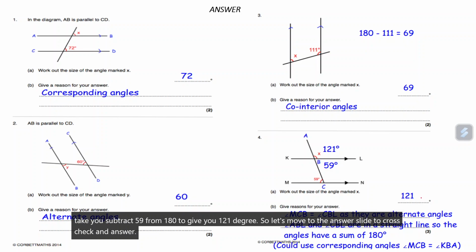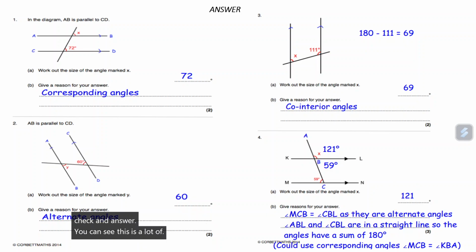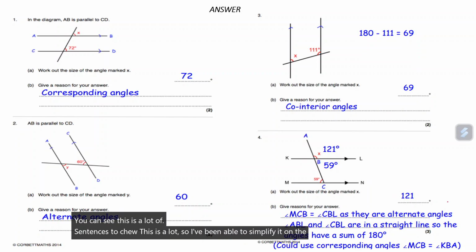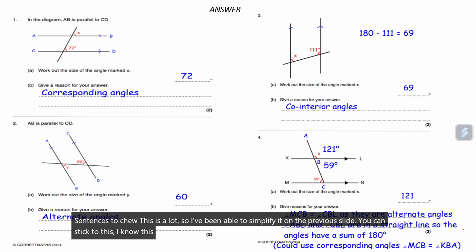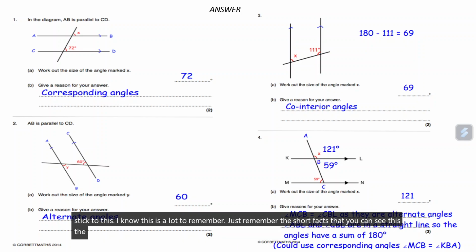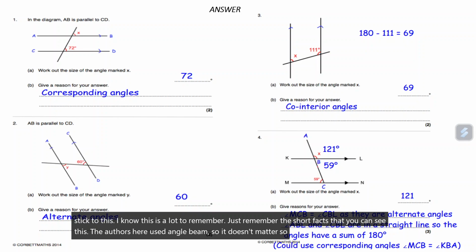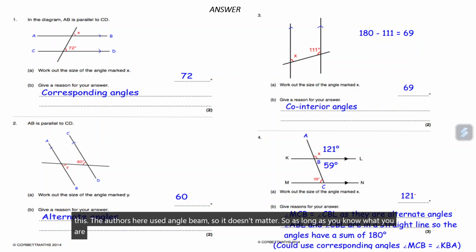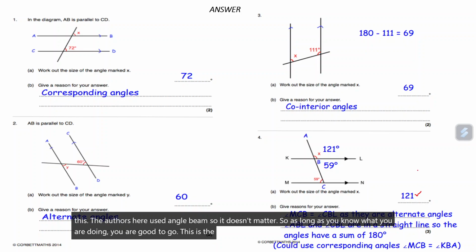You can see this is a lot of sentences to chew. I've been able to simplify it on the previous slides. You can stick to this. I know this is a lot to remember. Just remember the short fact that you can see the authors here used angle B. It doesn't matter, as long as you know what you are doing, you are good to go. This is the same answer.